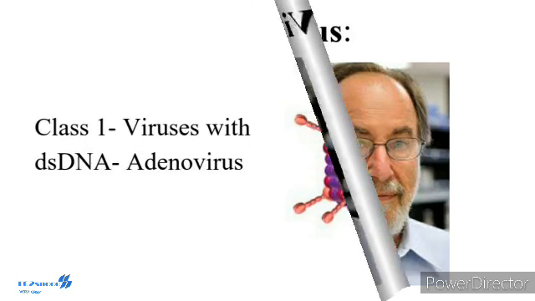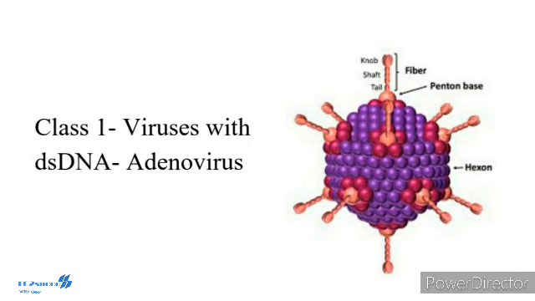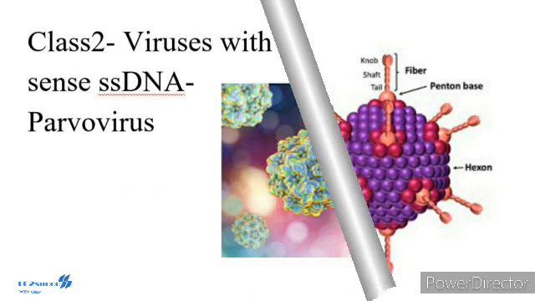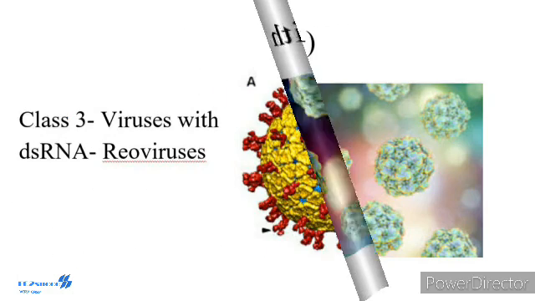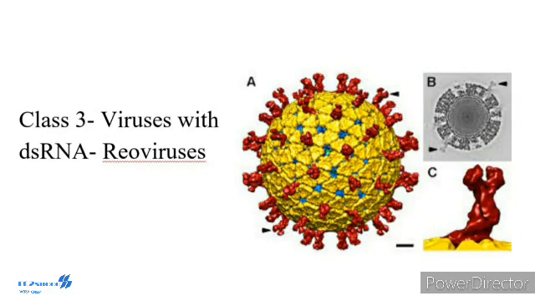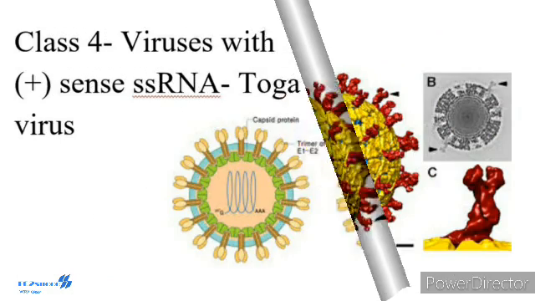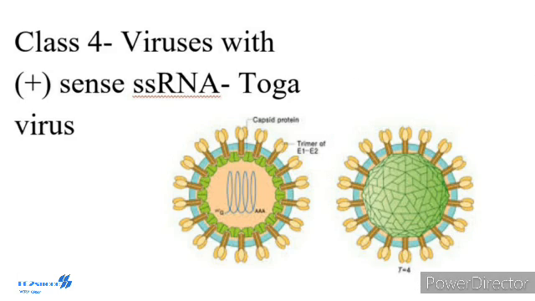Viruses are classified into 7 classes. Class number 1, viruses with double stranded DNA, example adenoviruses. Class 2, viruses with sense single stranded DNA, example parvoviruses. Class 3, viruses with double stranded RNA, example reoviruses. Class 4, viruses with sense single stranded RNA, example togaviruses.